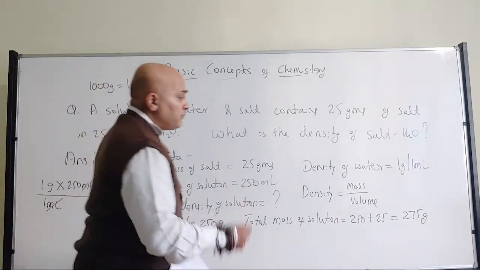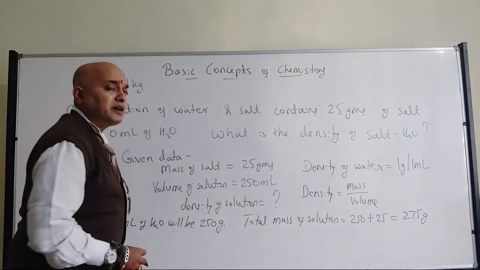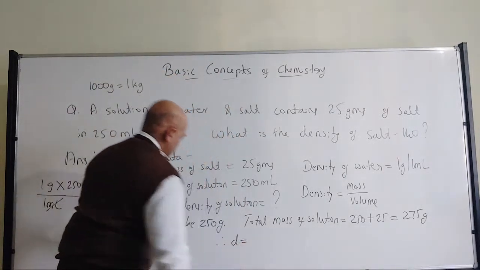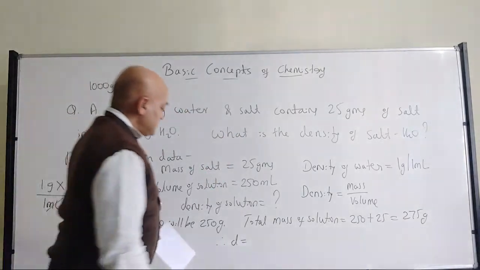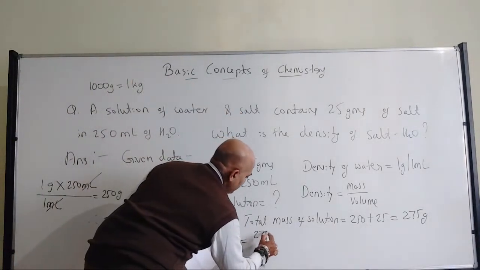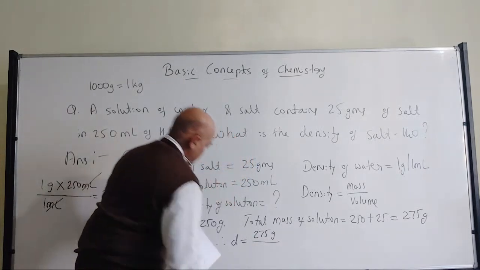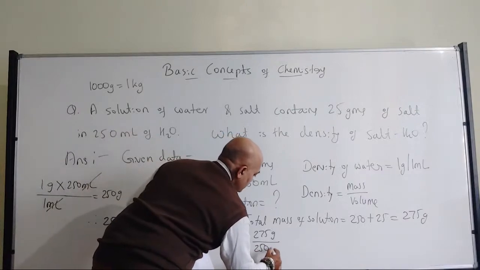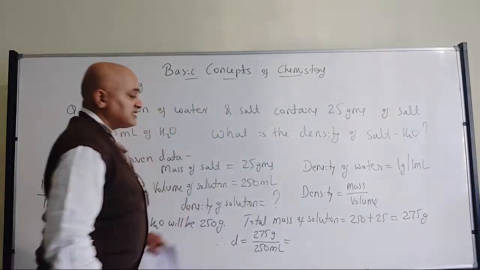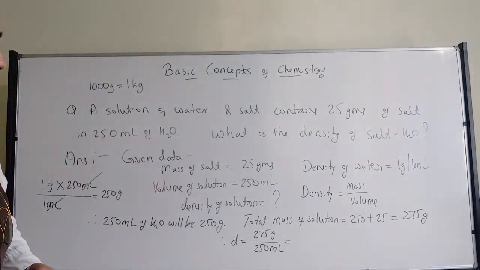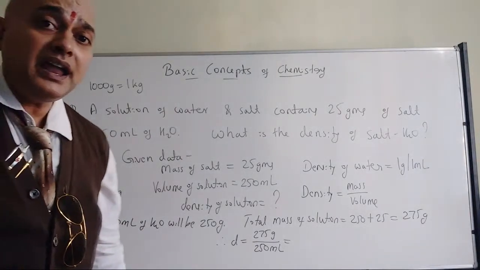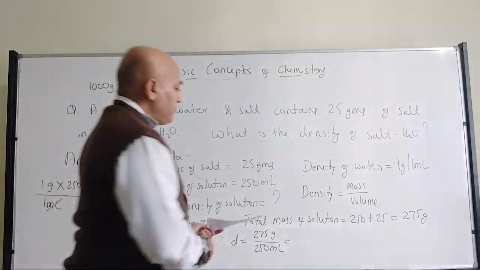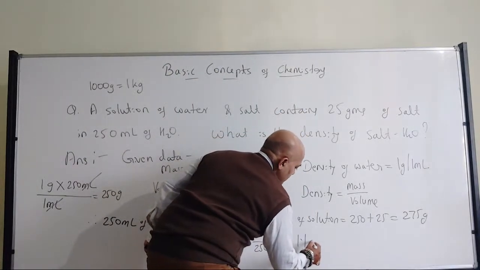Right? So volume will not change. They have given 250 ml of water. Volume will remain the same. So therefore, density is equal to 275 grams divided by 250 ml. Therefore, the answer should be, yes, 1.1 gram per ml.